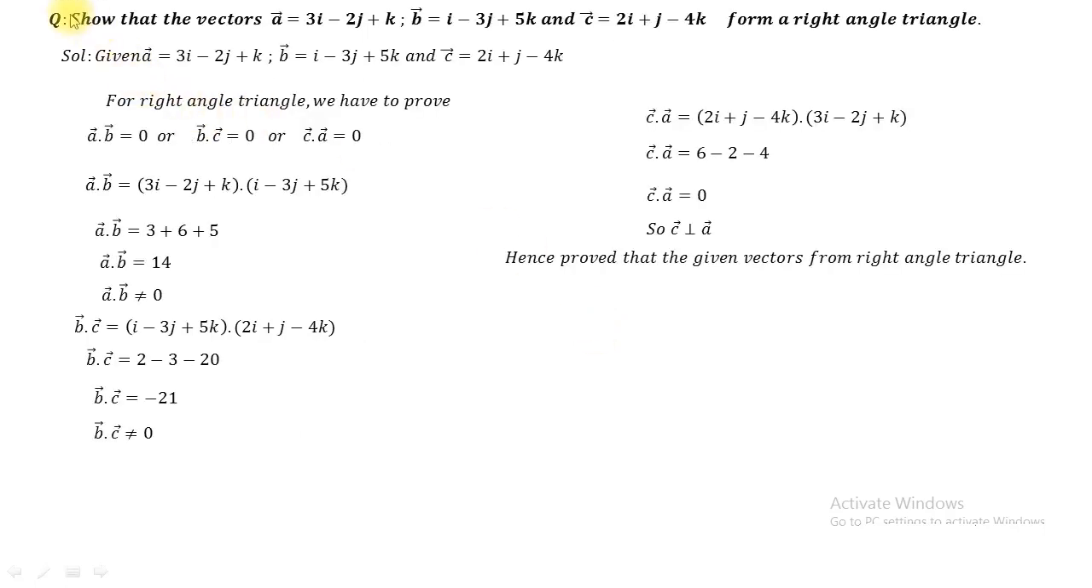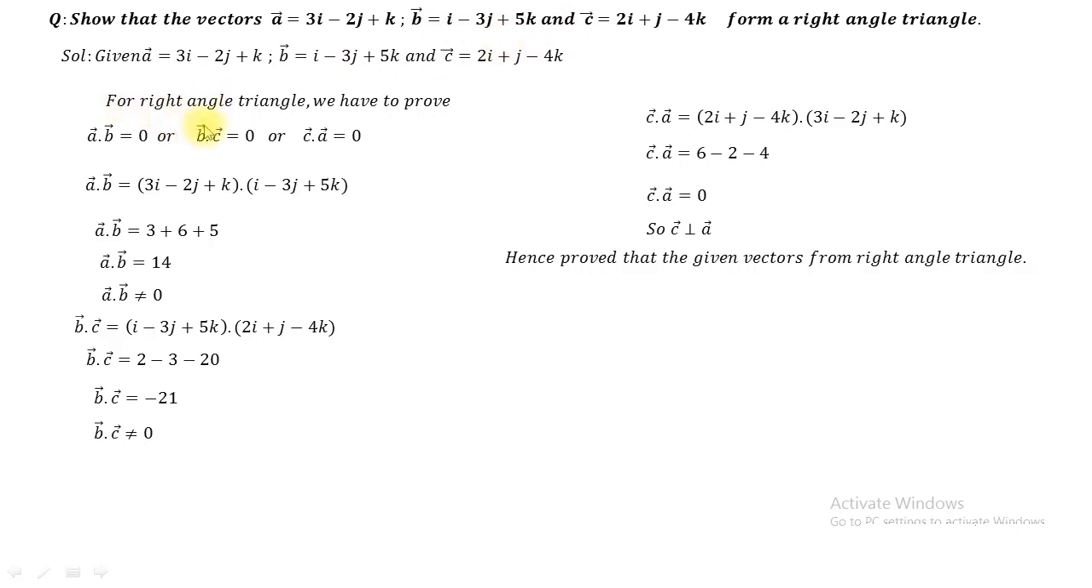Now the last problem, to show that the vector A, which is given by 3i minus 2j plus k, and vector B is equal to i minus 3j plus 5k, and another vector C is equal to 2i plus j minus 4k, form a right angle triangle. So we check whether these three vectors form a right angle triangle.